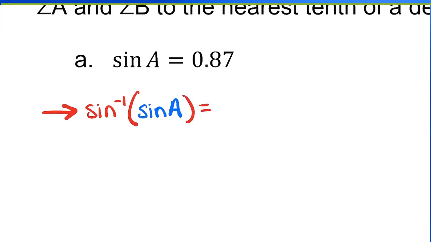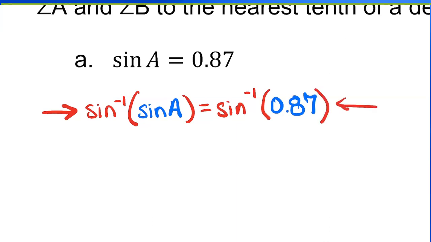So to undo that sine, we take the sine inverse of both sides. And again, I'll write this intermediate step. So you have sine inverse of sine of A equals sine inverse of 0.87. And I'm just going to write this intermediate step for today. Tomorrow we'll drop it. So these undo each other, so that you have A equals sine inverse of 0.87.